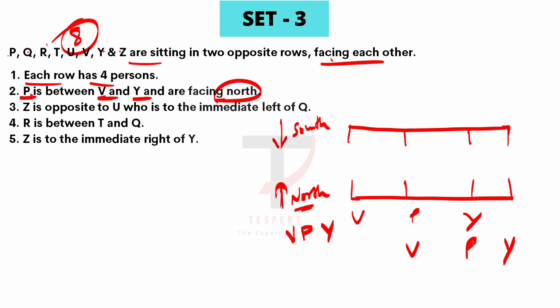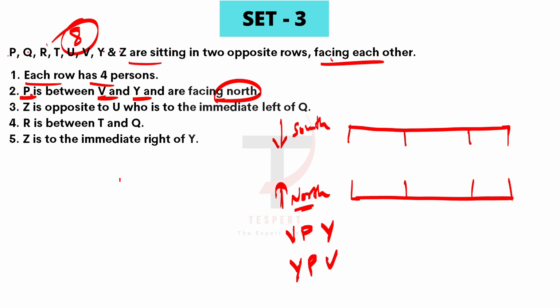So instead of that, just do some rough work there, instead of directly putting that and arranging them. Just don't waste your time. So P is between V and Y and are facing north. So it can be V, P and Y. It can also be Y, P and V, because P is just between.